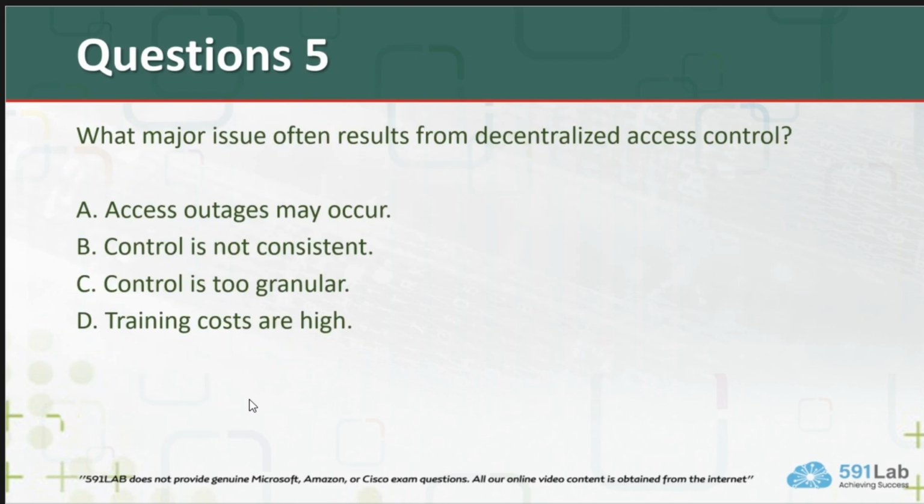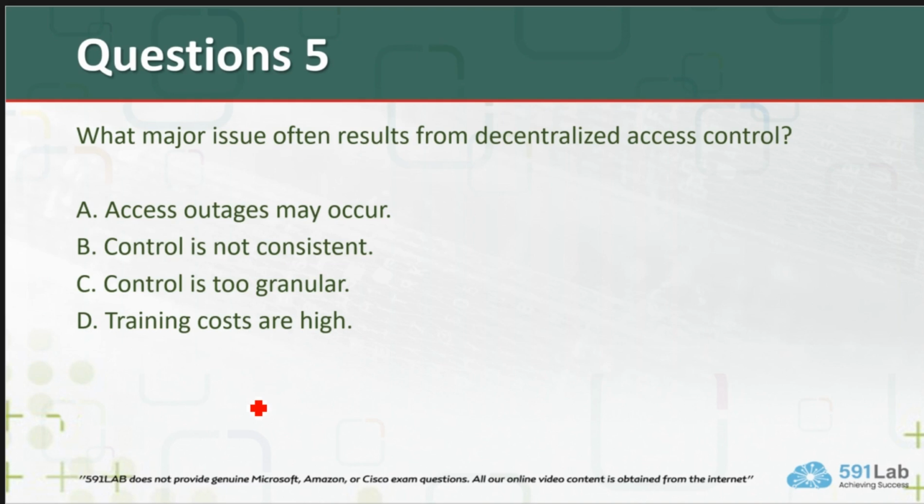Next question. What major issue often results from decentralized access control? Is it access outages may occur? Control is not consistent? Control is too granular? Or training costs are high? You can still pause, of course, if you want, and you can answer, and then you can resume the video.